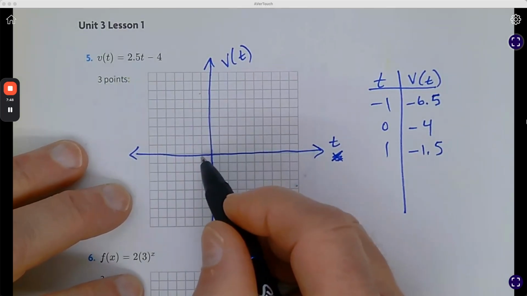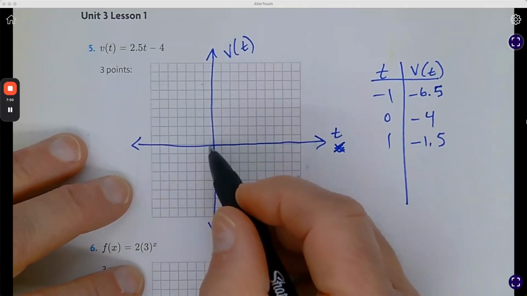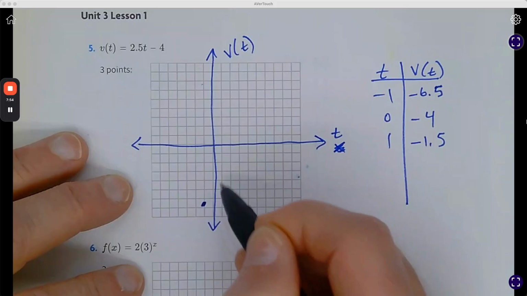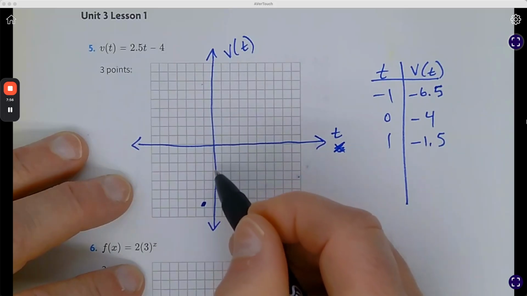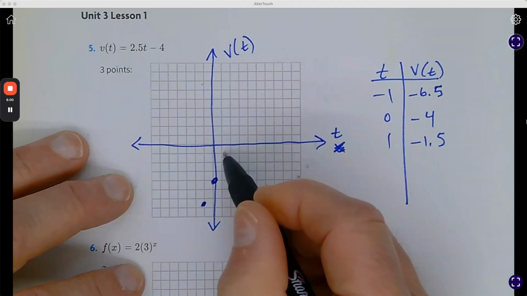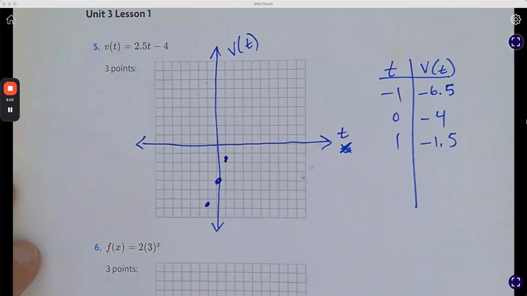So negative 1, 1, 2, 3, 4, 5, 6 and a half. Ooh, it's negative though. I went the wrong way. Negative 1. 1, 2, 3, 4, 5, 6 and a half. 0, negative 4. 1, 2, 3, 4. 1, negative 1.5. Boom. Draw your graph.